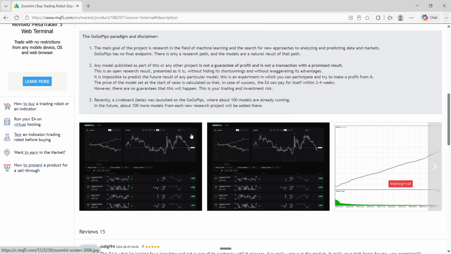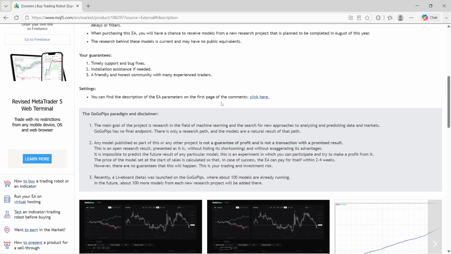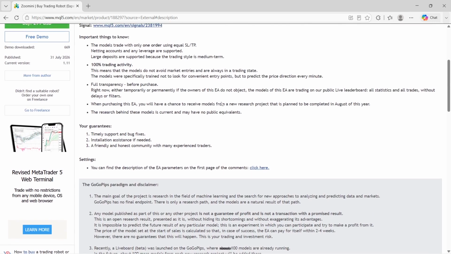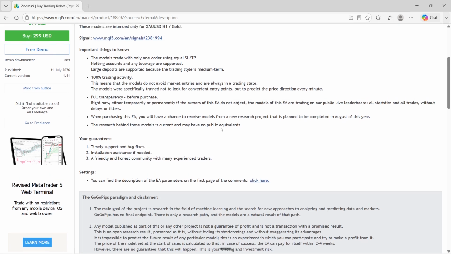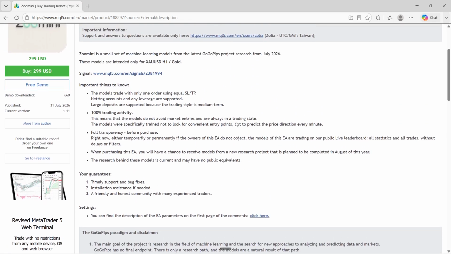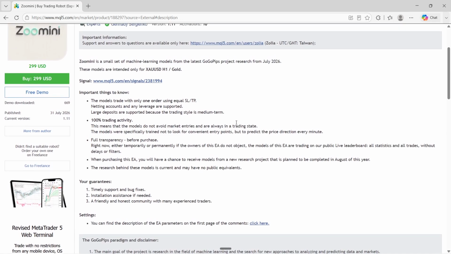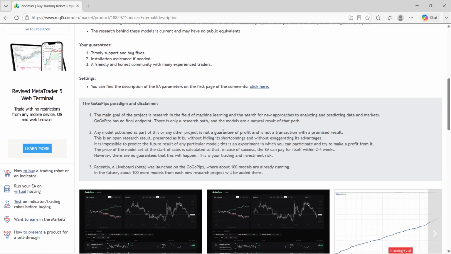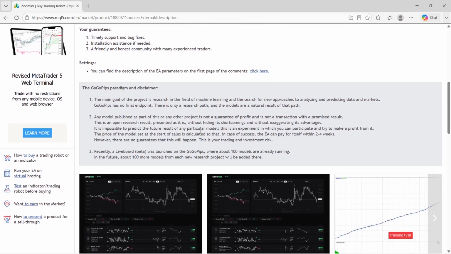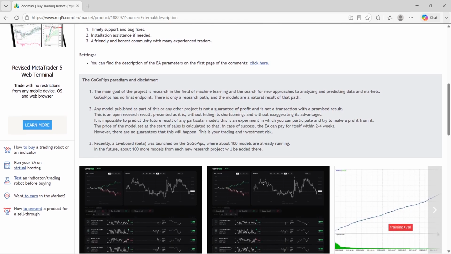Purchasers may also receive models from a new research project planned for later in the year. As for the features marketed by the developer, the key features include the machine learning direction prediction models, single order execution with equal SL/TP, continuous market presence, medium term holding style, netting, and any leverage compatibility and access to public live statistics. Support, installation help, and the community of experienced traders are listed as part of the package. The developer is clear that this is research output rather than a finished commercial product with guaranteed results.